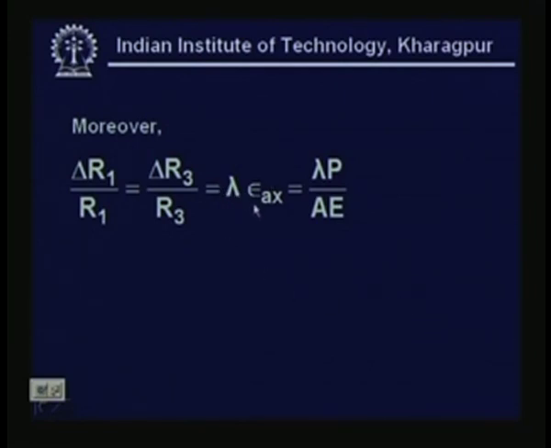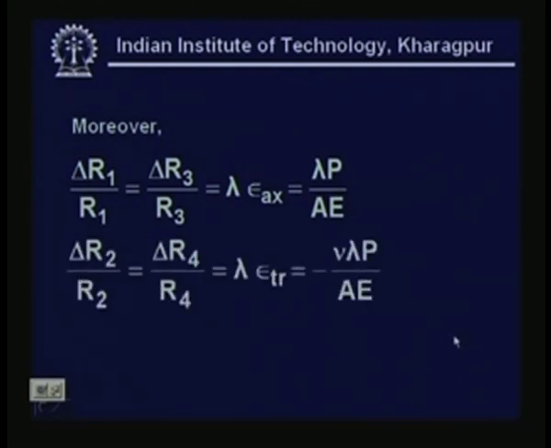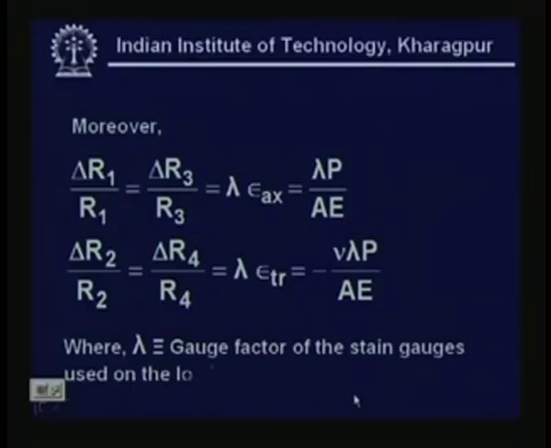multiplied by the strain, which will be equal to lambda P by AE, and delta R2 by R2 will be equal to delta R4 by R4 equal to lambda into epsilon transverse, that means transverse strain, equal to minus nu lambda P by AE. This is coming from the basic formula which we discussed in lesson 4, when we discussed the load cell and the strain gauges. Well, lambda is the gauge factor of the strain gauges used in the load cell, right.